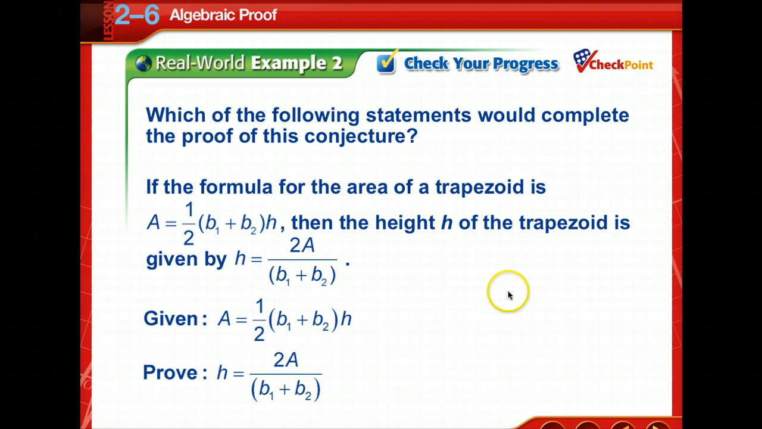Okay, check your progress. So you need to pause the video, read this, and then determine which of the following statements would complete the proof of this conjecture. So I want you to write down what is given here, and then I'm going to go over to the next page so that you can pause there and choose your answer.